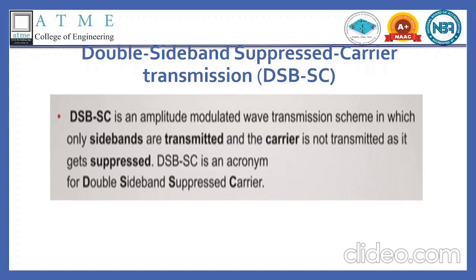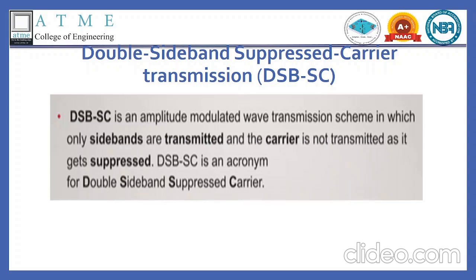Before going to the balance modulator circuitry, we first have to know what exactly double sideband suppressed carrier transmission is, which the balance modulator does. DSBSC is an amplitude modulated wave transmission scheme in which only sidebands are transmitted and the carrier is not transmitted, as it gets suppressed. We are going to suppress the carrier and transmit only the amplitude modulated wave.